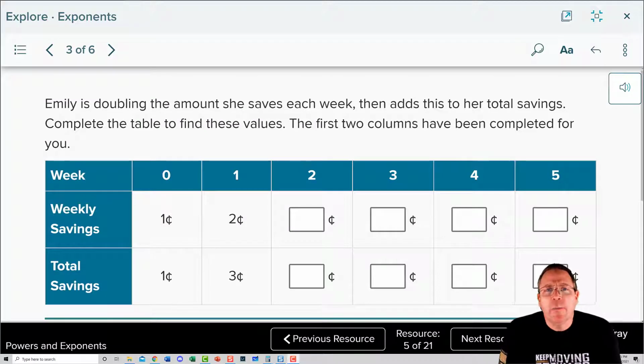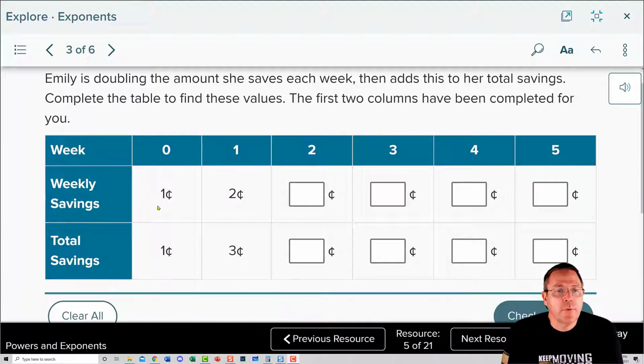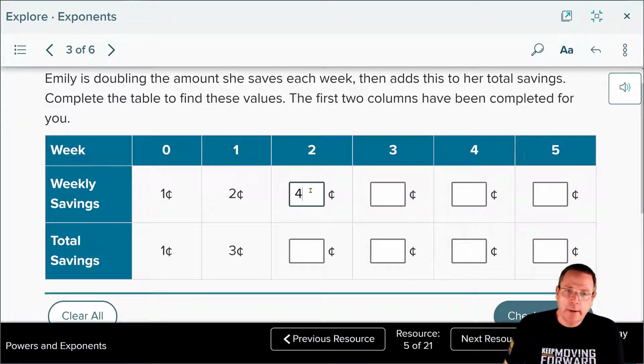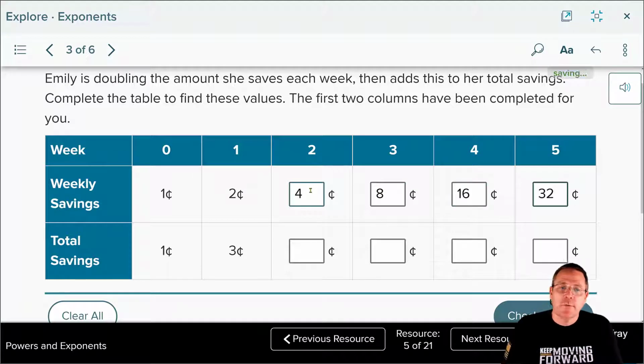Now, Emily is doubling the amount she saves each week and then adds this to her total savings. We're going to complete the table below, and the first two columns have been completed for us. So, for example, she started with 1 cent and 1 cent. The next week she saved 2 cents, and 2 plus 1 adds to 3. Then she can double that, which would be 4 cents. Double 4 cents would be 8 cents. Double 8 cents is going to be 16. Double 16 is going to give you 32.